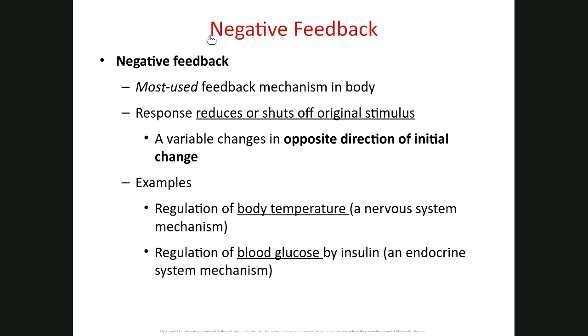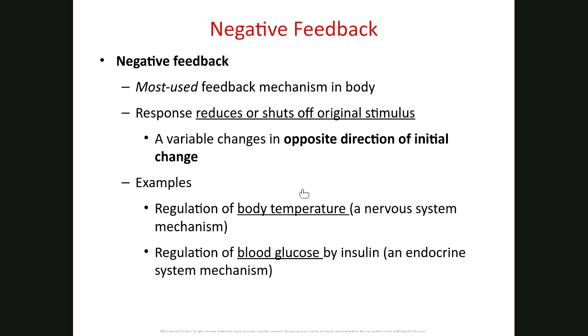All right, so again, negative feedback. It is the most used feedback mechanism. All right, most of the homeostasis control is going to be by negative feedback. And again, what it does is it reduces or shuts off the original stimulus. All right, I'm gonna talk about specific examples of this so you really understand it. Okay, so the response from negative feedback, the final result is that you're gonna have a variable such as body temperature change in the opposite direction of the initial change, right?